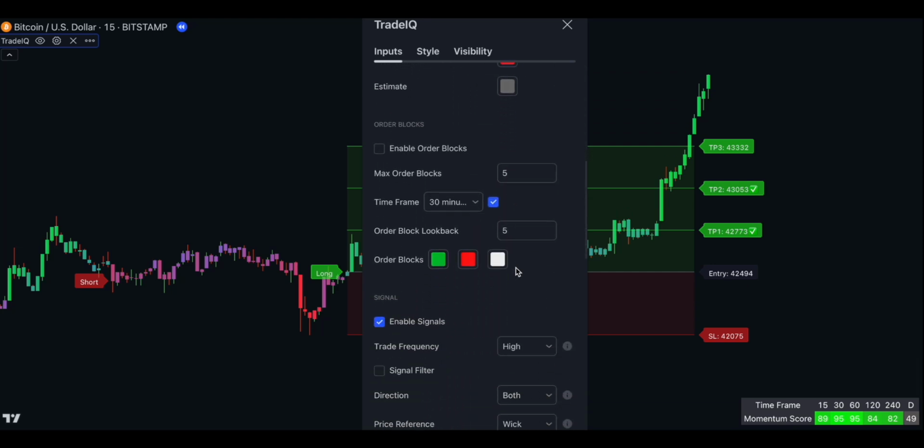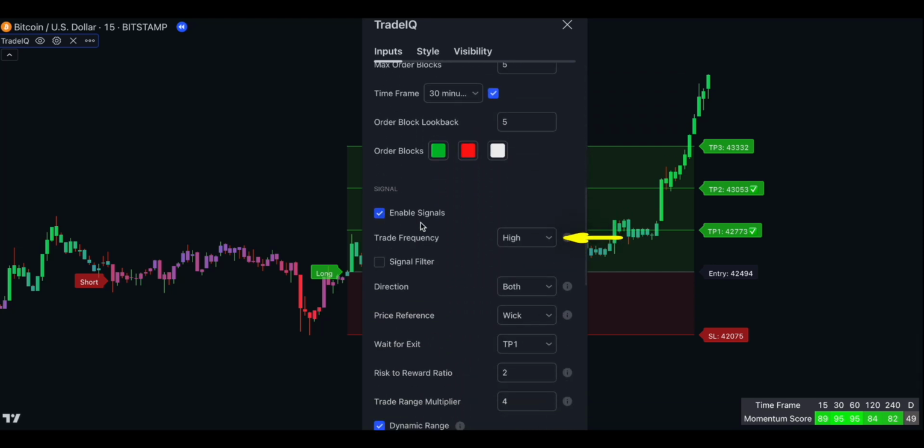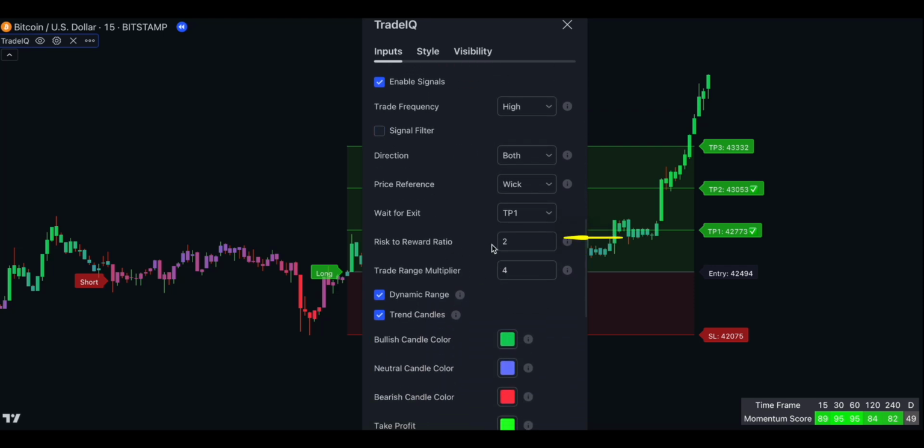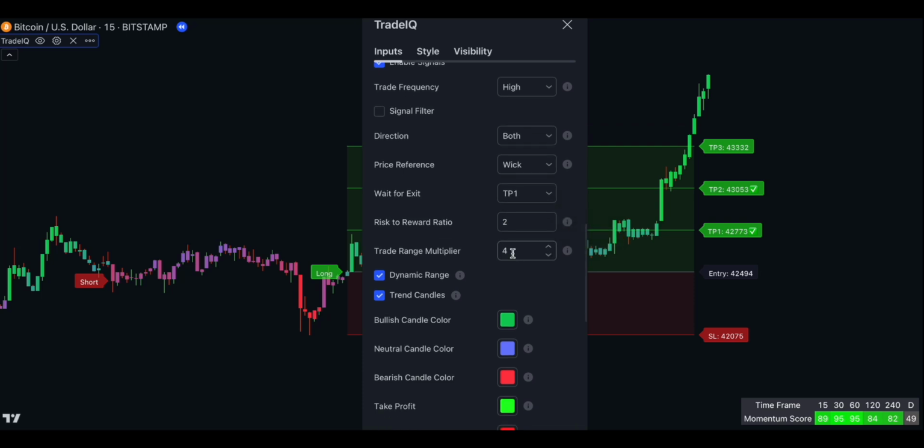There's also an option to choose how often you want to trade. To increase signal accuracy, you can enable a signal filter. Here you can also set the risk-to-reward ratio. This number affects how far take-profit targets are from the entry price. The trade range multiplier influences how far you expect the trade to go. A higher value is set if you expect larger price movements.